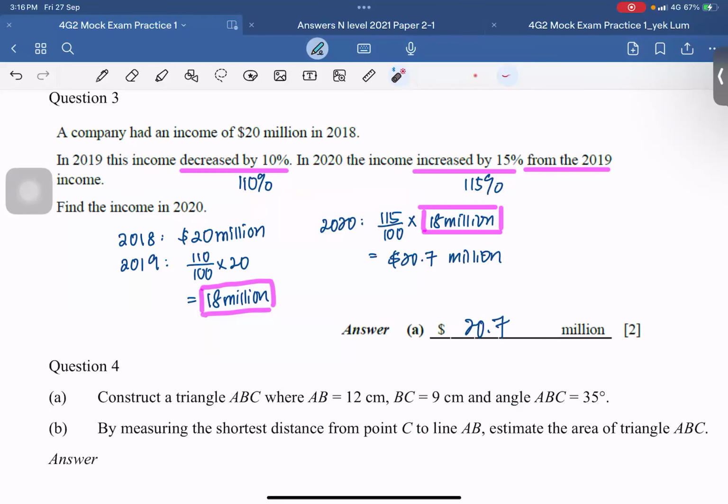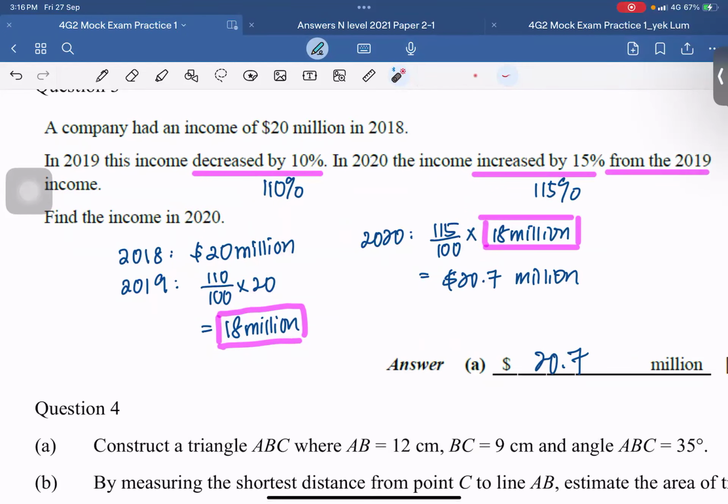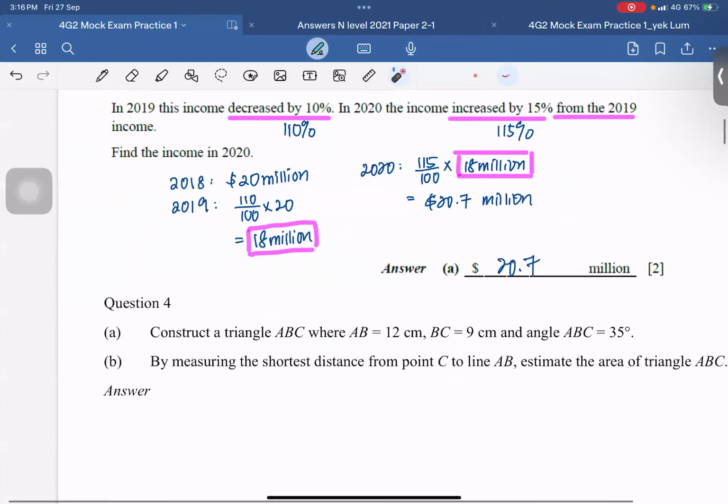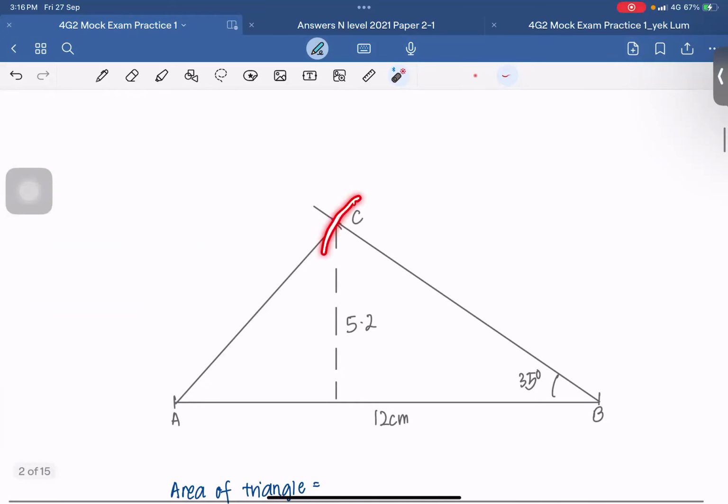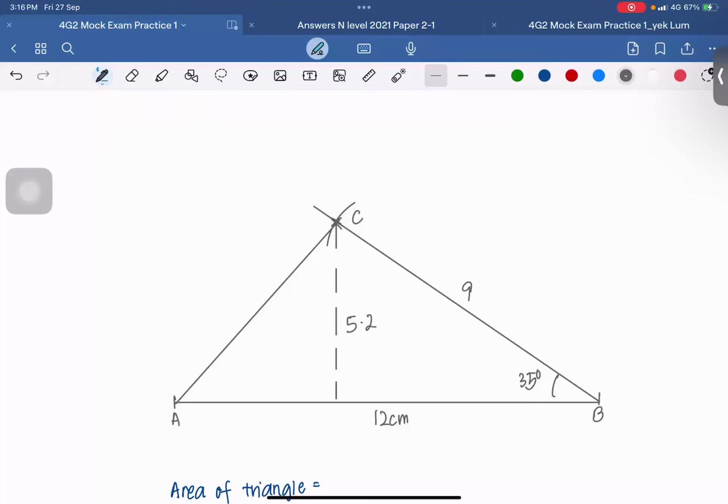Question number 3, find the value in 2019 first. Use that value in 2019 to find the value in 2020. So it's related to each other. You cannot just take the percentage and add together. Next one, construct a triangle. This one you need to use your compass to draw the length. And this is 9 cm. Oh, I forgot mine.